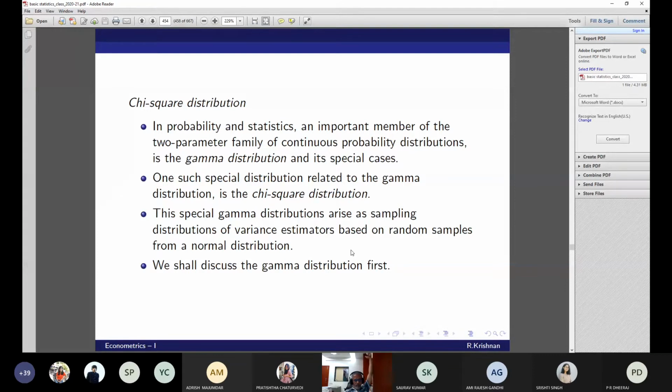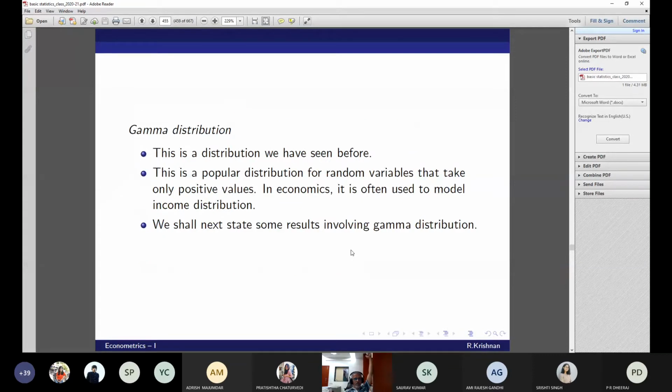But we shall discuss the gamma distribution first. This is a distribution that I've seen before. It's a popular distribution for random variables that take only positive values. In economics, it is often used to model income distribution, along with other distributions like the log normal distribution. We'll see that also later. We shall state next some results involving the gamma distribution.